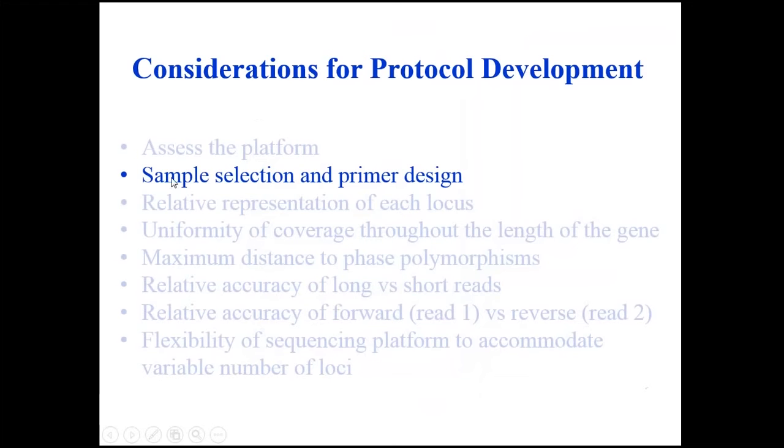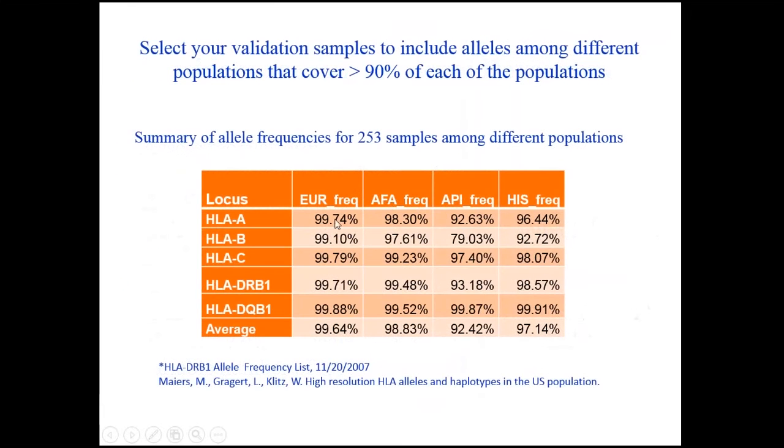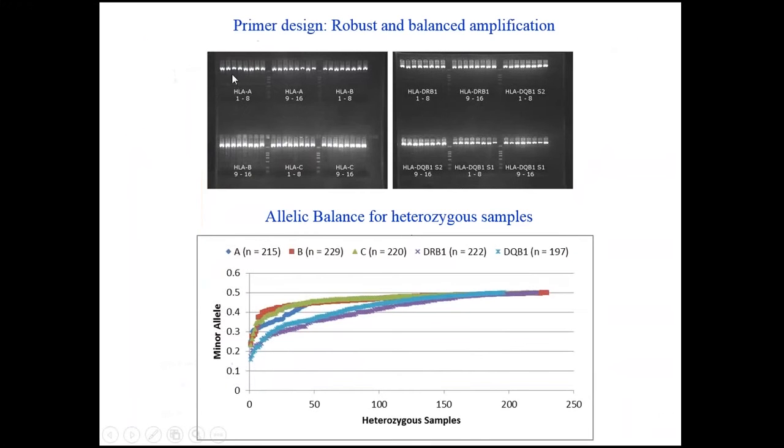Other considerations for protocol development were the sample selection and primer design. We selected to work with 253 samples covering different ethnic groups. We identified samples that would cover a good number of alleles in the population for HLA-A, B, C, DRB1, DQB1. You can see that here we have higher percentages in each population. And knowing that our validation set of 253 samples covers a wide spectrum of alleles within each of these populations, we moved on to design primers and amplify each of these loci separately, HLA-A, B, C, DRB1, and DQB1.